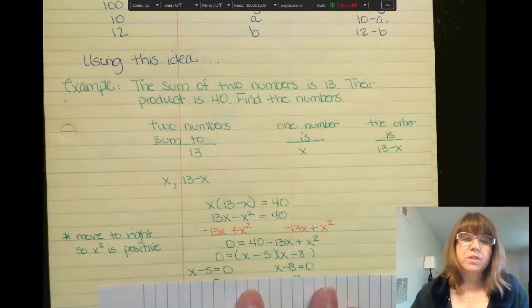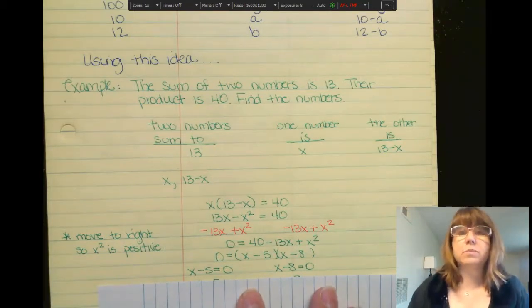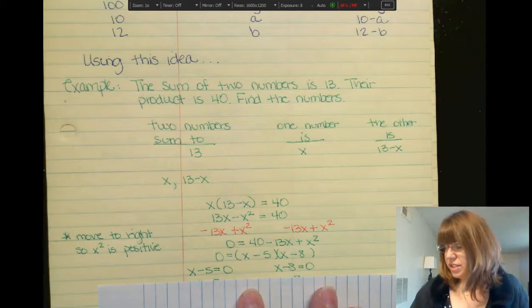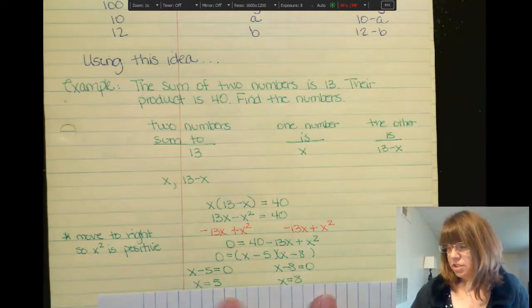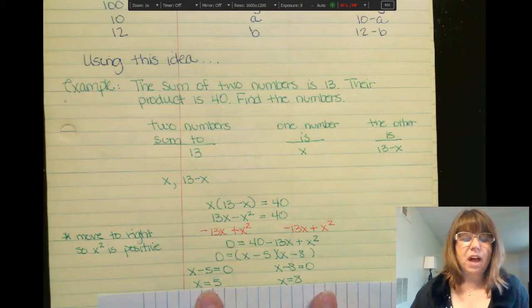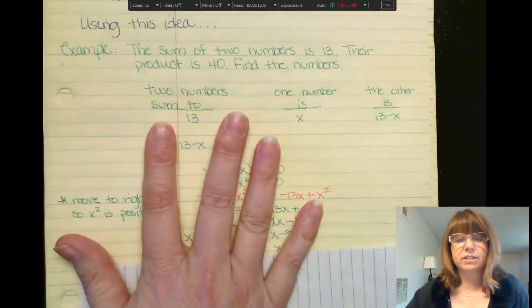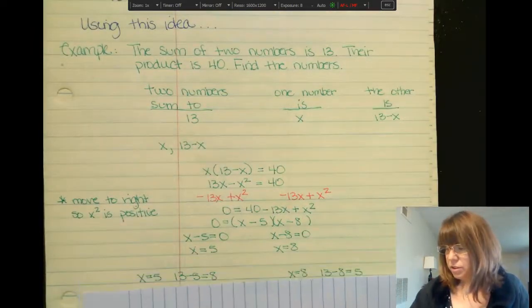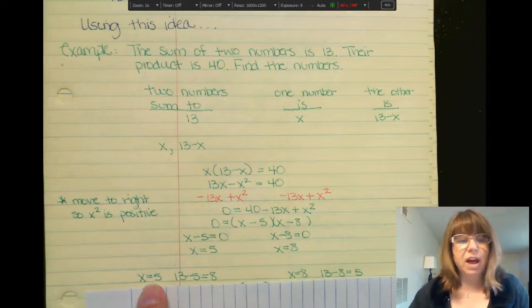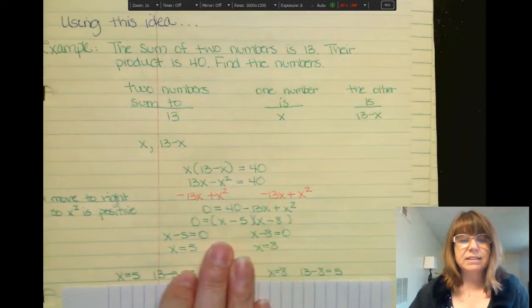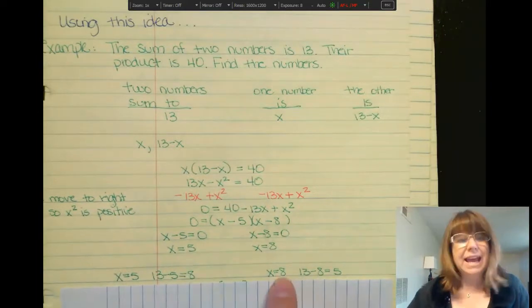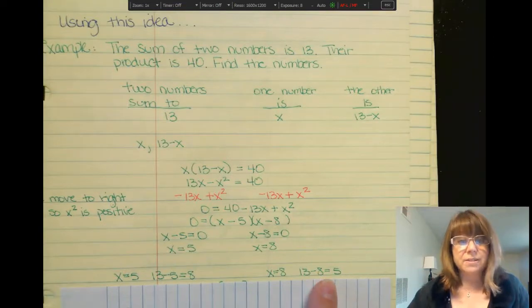Set both of them using our zero factor property. Set them both to 0. So my options are x will equal 5 or x will equal 8. Now these are two different solutions. The first solution is where x equals 5, therefore 13 minus 5 is 8. My second solution is when x is 8, 13 minus 8 is 5.